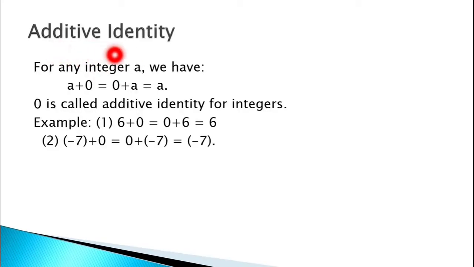Now what is additive identity? Additive identity is such an integer which produces no effect when it is added to a given integer.